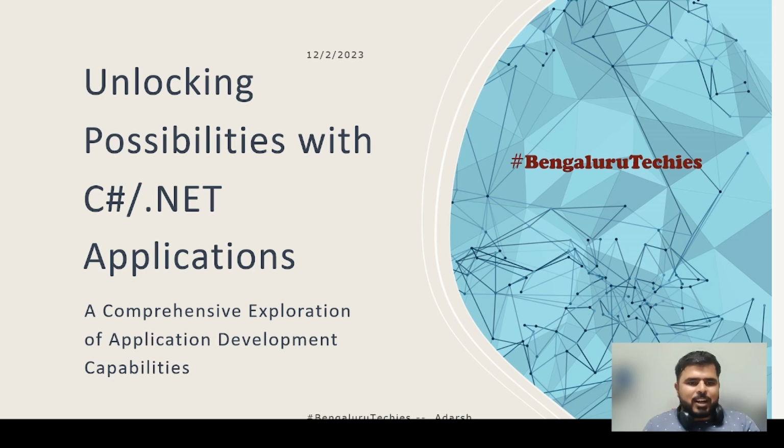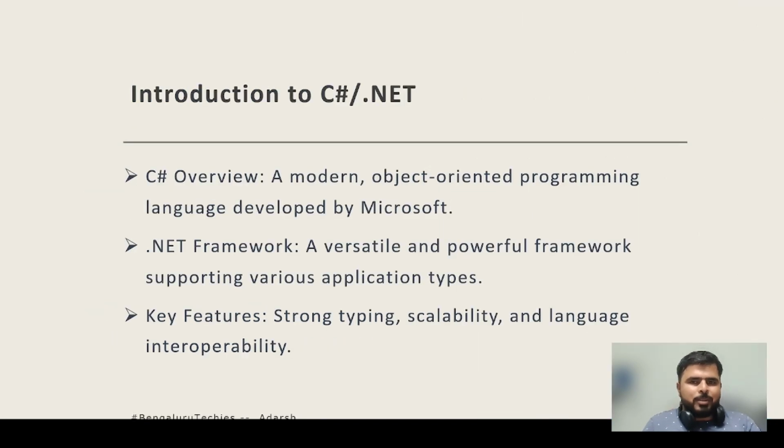So let's start with this presentation, the basic introduction of C Sharp. C Sharp is a modern object-oriented programming language developed by Microsoft, as you all know, and .NET is a versatile and powerful framework that supports various application types. This is the part we are trying to cover first, which is part number 2. Once we cover part number 2, we will move backwards to part number 1. So why am I moving in this way?